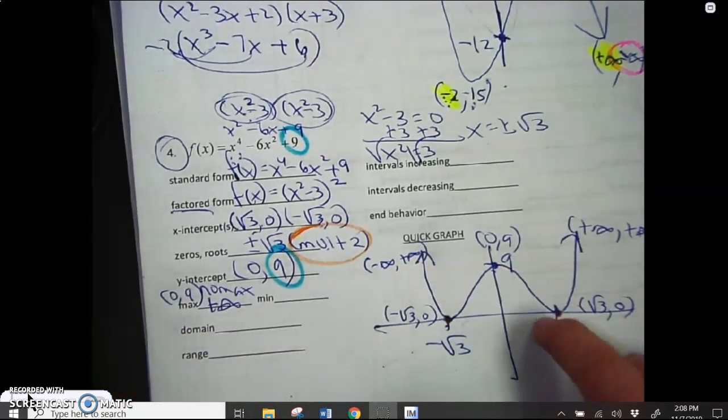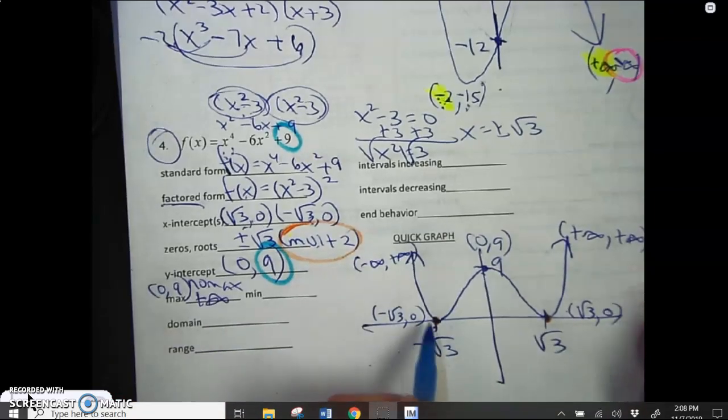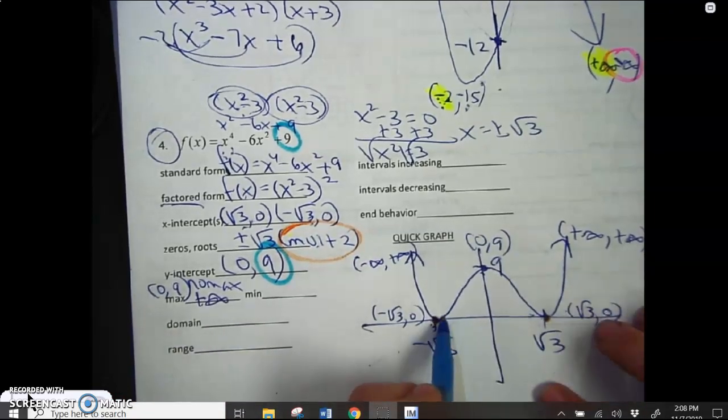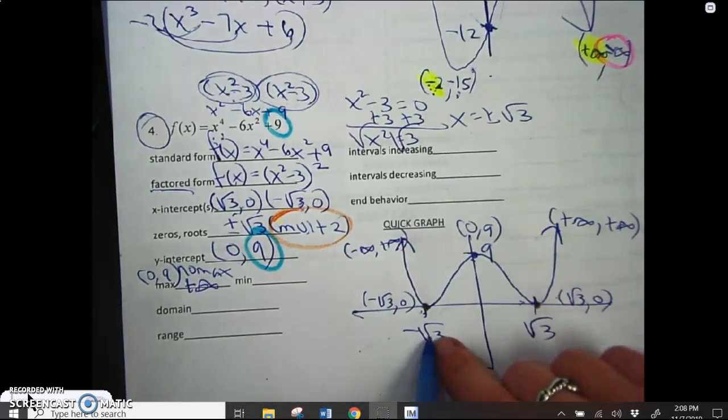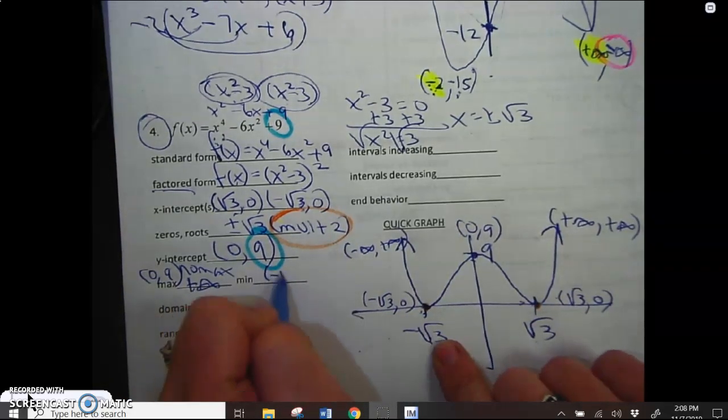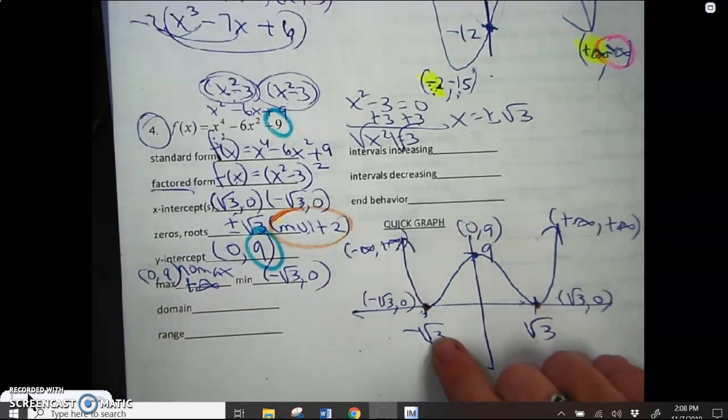The minimum, there is a minimum. There is a lowest point. There's two lowest points. But if you were thinking about you could only pick one, what would you pick? The negative minimum or the positive? The negative, because it's smaller. So my minimum is negative rad 3 comma 0.